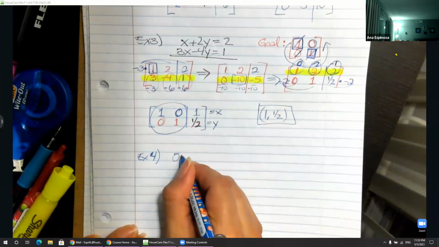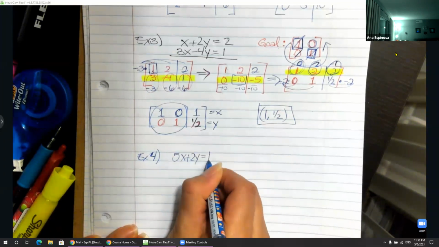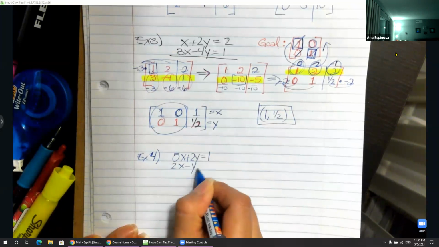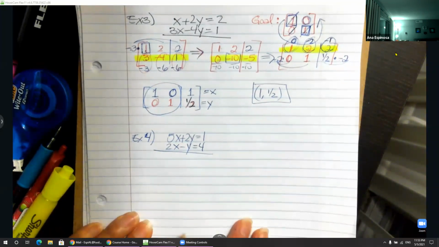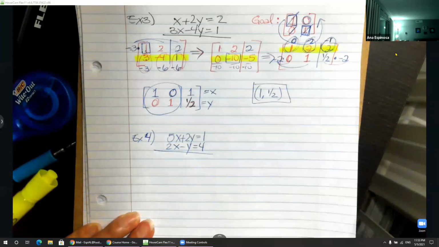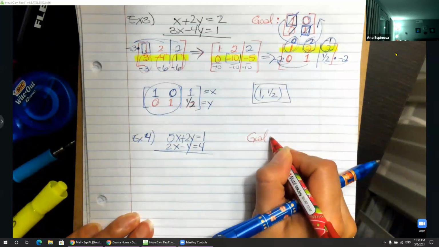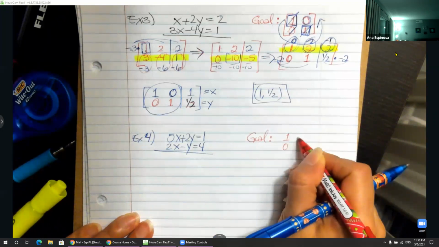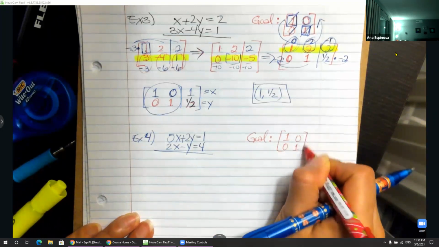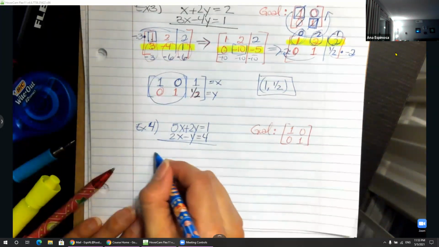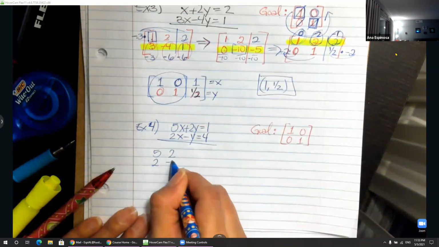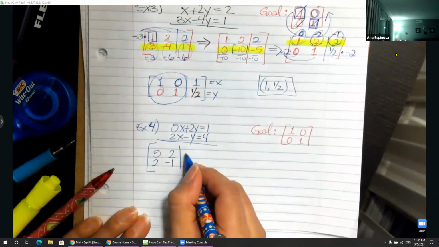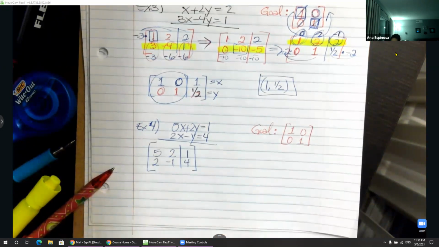All right, 5x plus 2y equals 1. 2x minus y equals 4. Okay, let's extract it and make it look like a matrix. And before we begin, let's write our goal. The goal is the same exact thing. That will be on the left side. So let's write this out. 5, 2, 2, -1. Make the line. 1, 4.